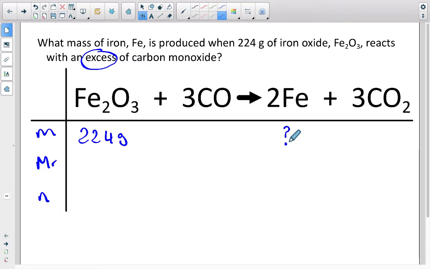The next thing we need to do is start identifying the molecular weights of the parts of the equation that are relevant. At this stage, students might start trying to calculate molecular weights for all the components in the equation. It's worth emphasising that they only need to calculate the relative formula masses for the individual components that are of interest. So for our iron oxide here, that's 160 grams per mole, and for our iron here, that's 56 grams per mole.